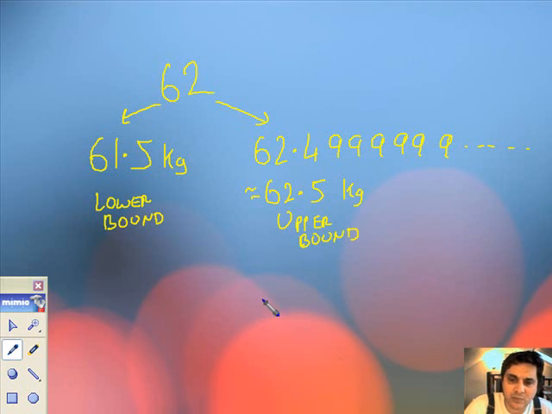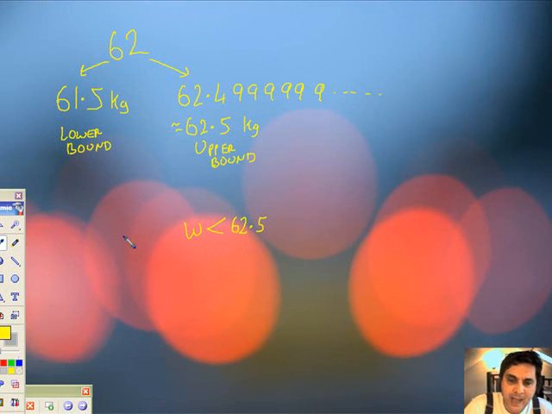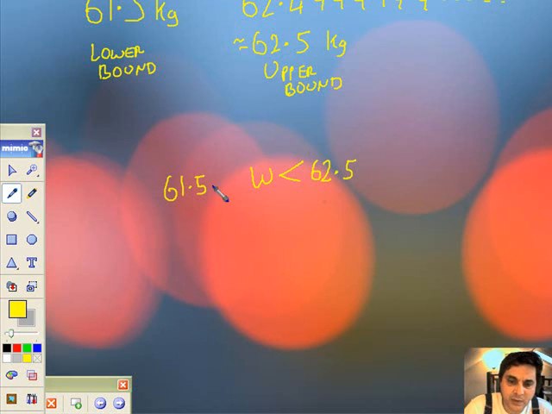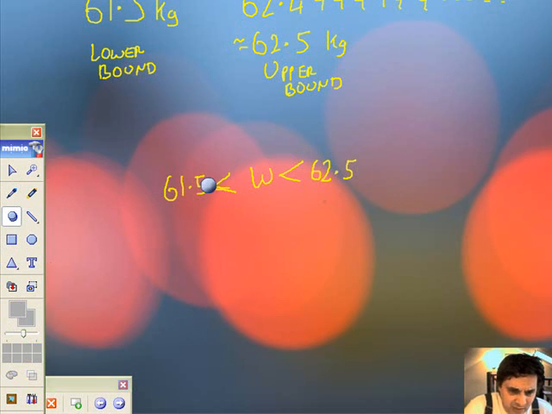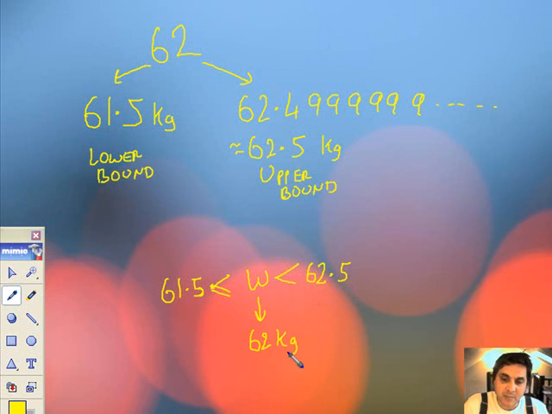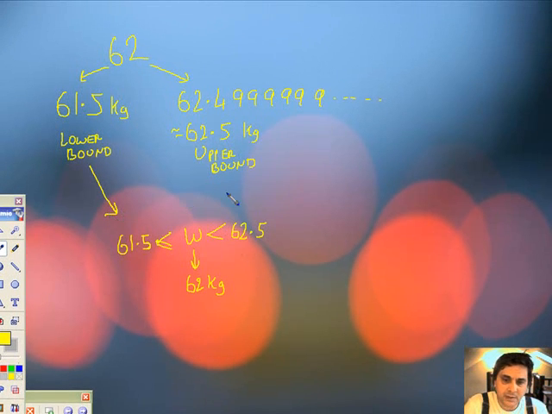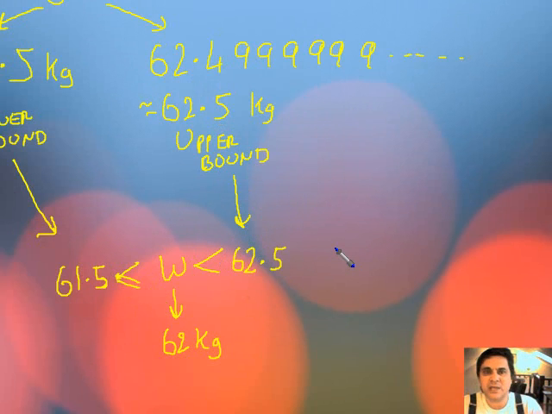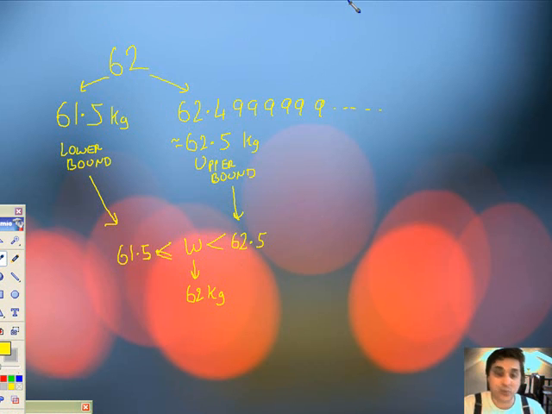Alright, so if, for example, I wanted to call myself W for weight, I've got to be less than 62.5, and I've got to be greater than or equal to 61.5 in order to fit within that weight. I'm allowed to be exactly 61.5, hence the equals under there, but my weight must not exceed 62.5, otherwise I've overshot my 62 kilogram measurement. Is that alright? Lower bound, that one. Upper bound, that one. And later on, when we start talking about grade A and A star scenarios, we'll be using these in actual calculations.